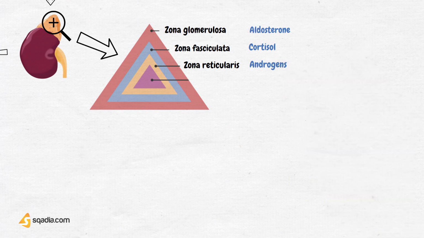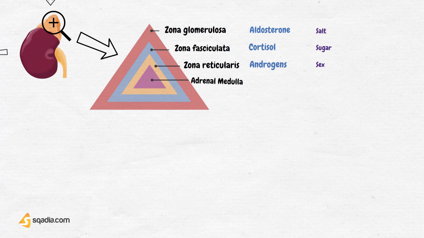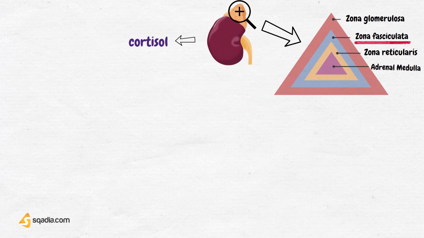In case you need to remember this, a good way would be salt, sugar, and sex. The deeper into the cortex you go, the sweeter it gets. I know, it's not my proudest mnemonic either. So which zone would be stimulated by the ACTH to produce cortisol? Of course, Zona fasciculata.